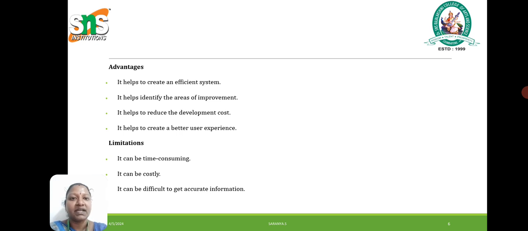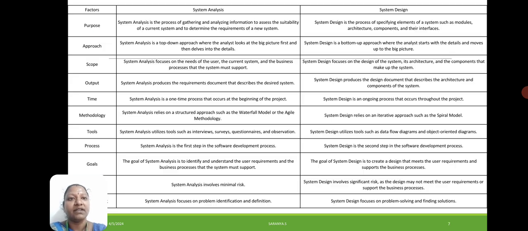Next is limitations. It can be time consuming. Whenever we are designing a software or system, it will be time consuming. Next, it can be costly. It can be difficult to get accurate information. Next, we can see the difference between system analysis and system design in each and every factor.